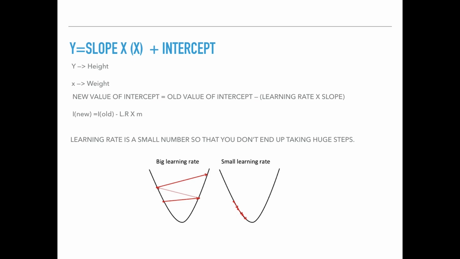Now, what exactly is this learning rate? Learning rate is a configurable hyperparameter used in the training of neural networks. Learning rate controls how quickly the model is adapted to the problem. Now, if you have a small learning rate, you will take forever to reach the minima. And if you have a large learning rate, you will skip the minima.